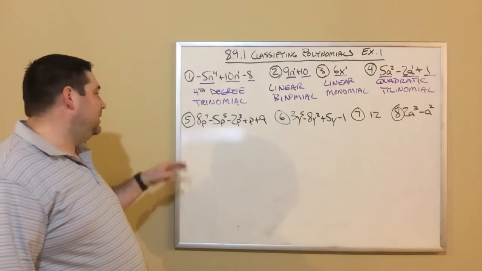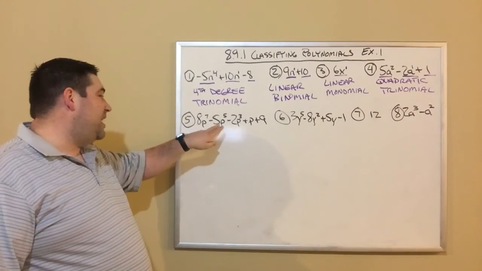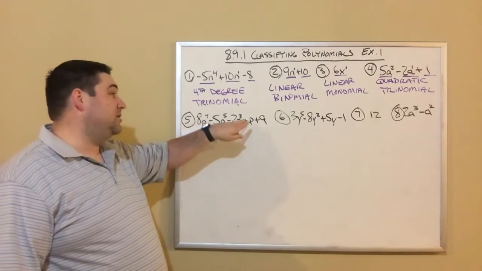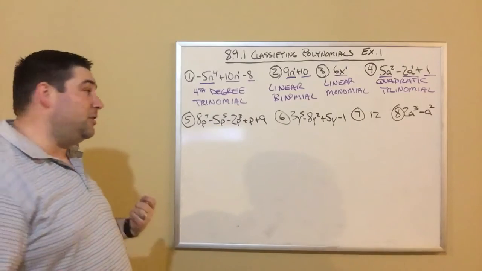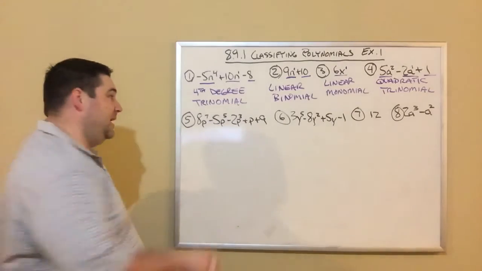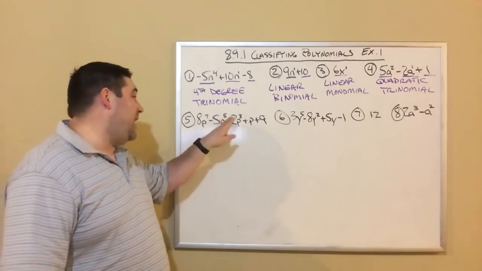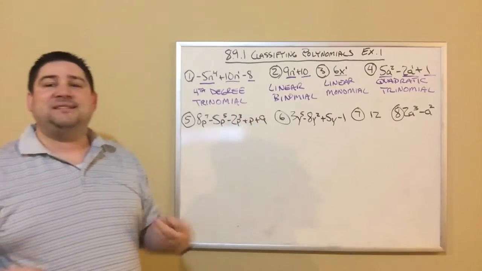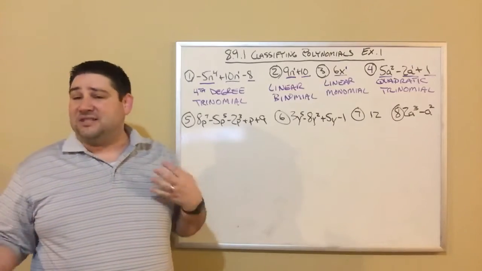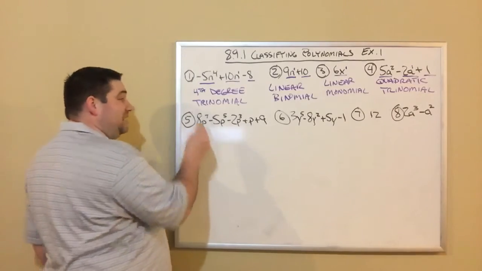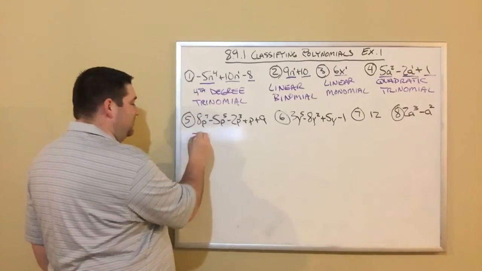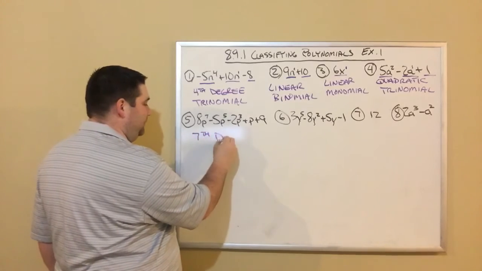Number 5 is a big one. 8p to the 7th minus 5p to the 5th minus 2p to the 3rd plus p plus 9. So let's start with degree. Degree is the highest exponent. I can see 8p to the 7th has a degree of 7. I look at the rest of them, 5, 3, 1, 0. 7's obviously the highest. 7's not on your chart, so whenever anything 4 or more, you just say the number. So this is a 7th degree.